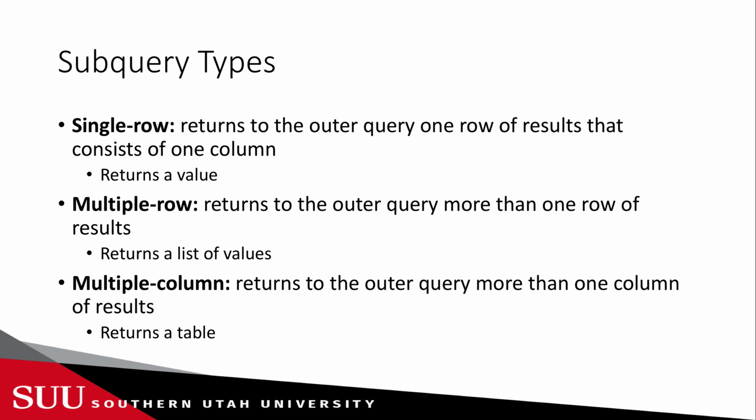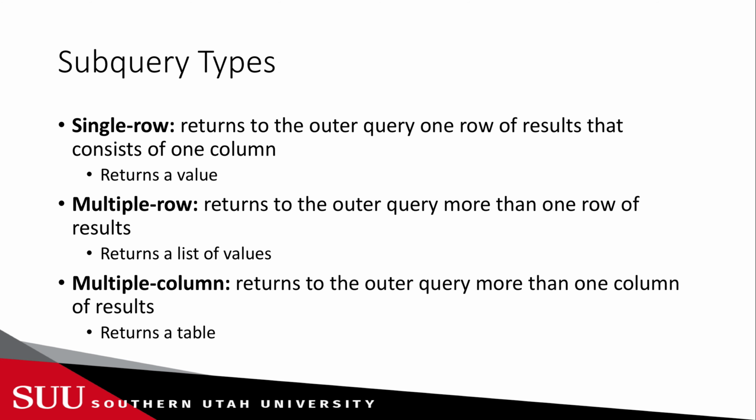First of all, let's look at the subquery types. We'll have a single row that's going to return to the outer query one row of results. So it is going to be just a single value that we are going to compare in the outer query. Now for the case of multiple rows, we will return multiple cells, and this is going to result in us having a list of values that are going to be compared against the outer query. And finally, if we're talking multiple columns, then we are returning a table, which is a set of results, and we're comparing everything against that table.